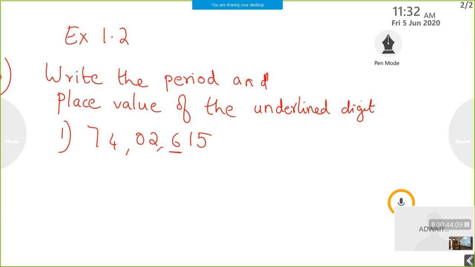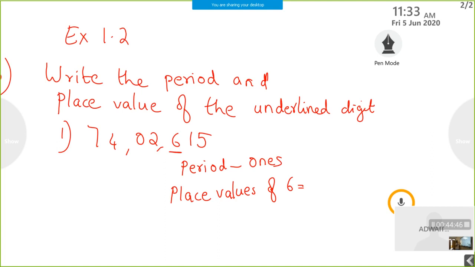Question number B is based on the place value. So here the first question is 74 lakh 2615, and the first part is which period that digit belongs to. Which period does 6 belong to? Period is ones period. Isn't it? It is in the ones period. And what is the place value of 6? You have to write like this. Okay. Write the complete steps also. Place value of 6.